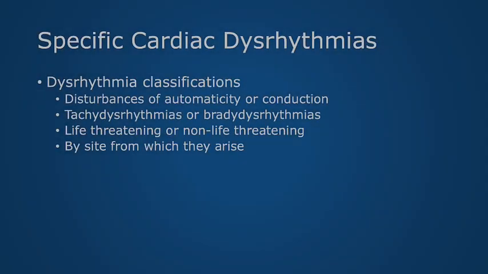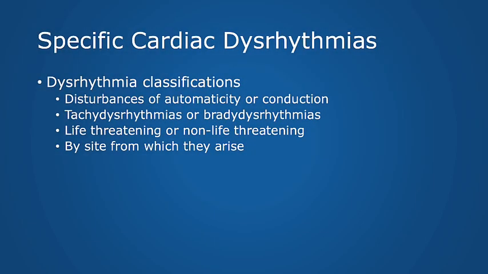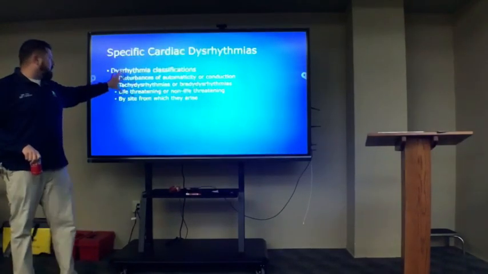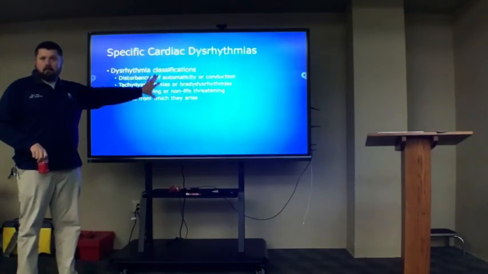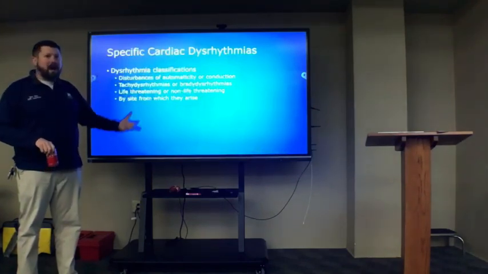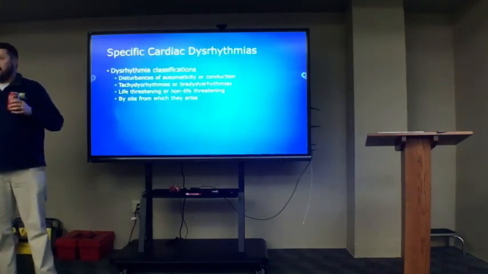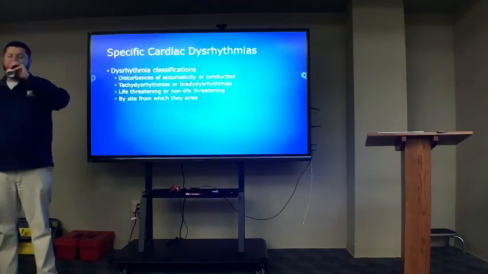Okay? So there's a couple other things. You've got your disturbances of automaticity or conduction. One of those disturbances of conduction is the reentry mechanism. Dysrhythmias can be tachydysrhythmias, bradydysrhythmias, life-threatening or non-life-threatening, or they can also be classified by the site from which they arise. The thing about it is that these arrhythmias can all be classified in multiple categories. So that's why I like to just teach it by the site. We start at the SA node and we move down.